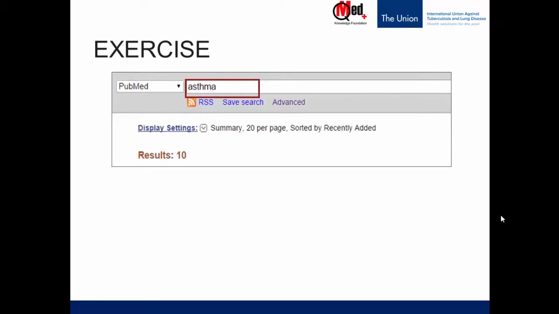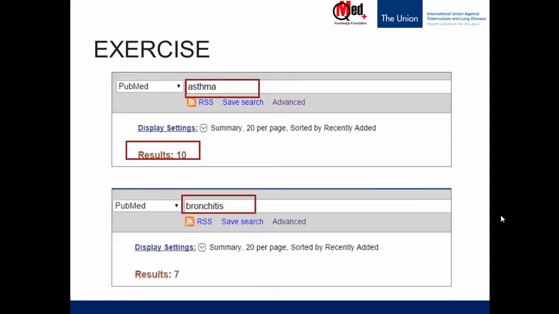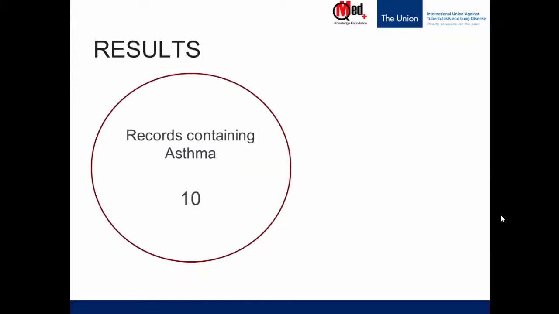Let's do some more exercises to understand exactly how the Boolean operators work. This time I'm taking smaller numbers. If I typed asthma in PubMed, let's assume we got just 10 results. I'm defining that I searched bronchitis, I got 7 results. This is only for this exercise. I can depict these results in a different way.